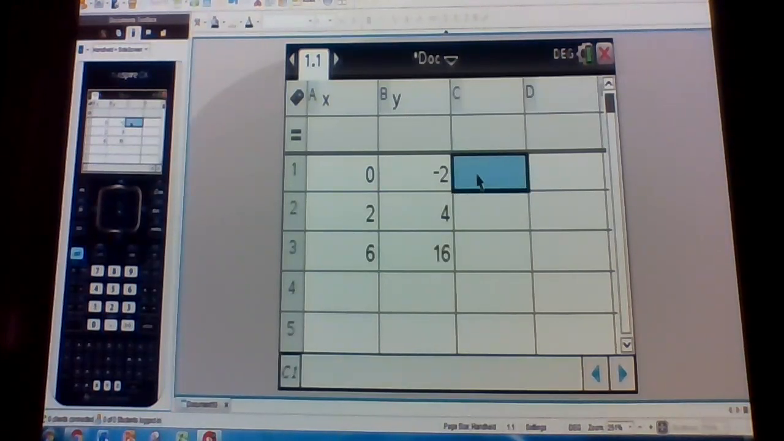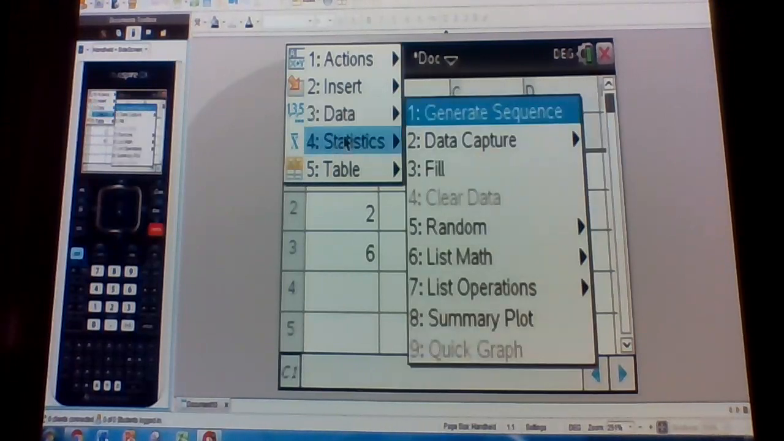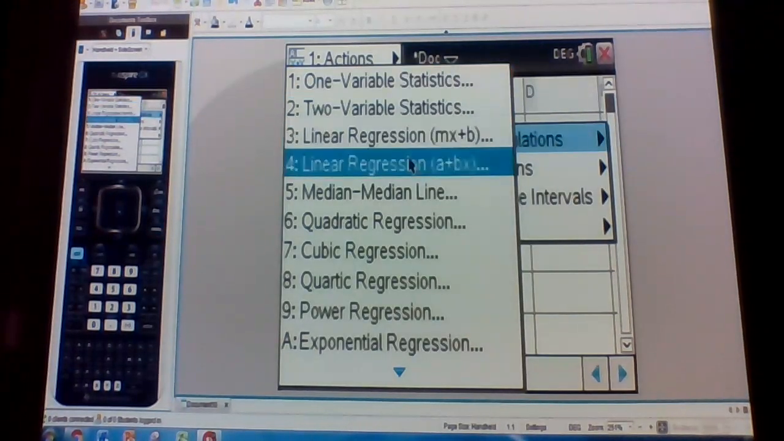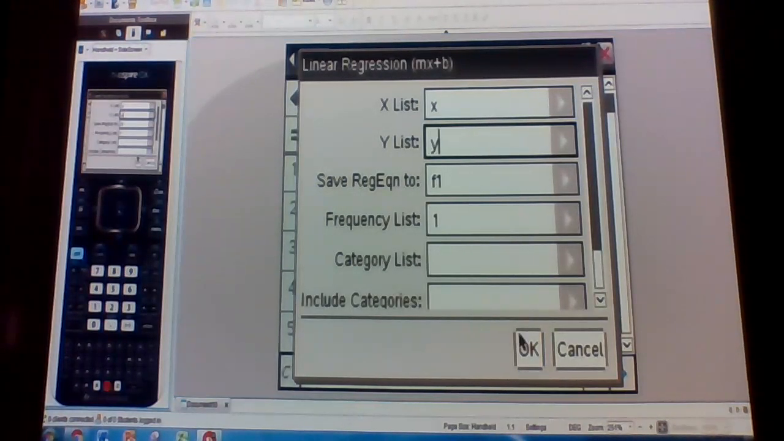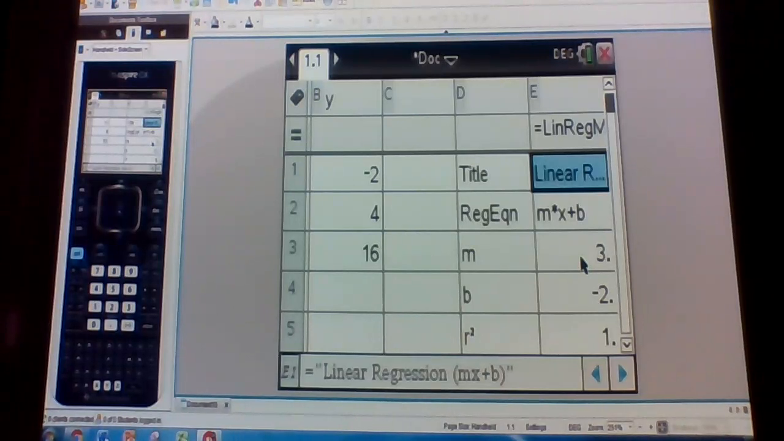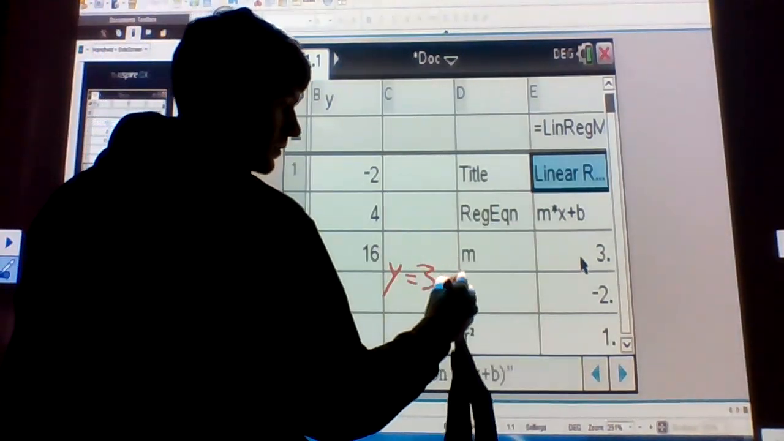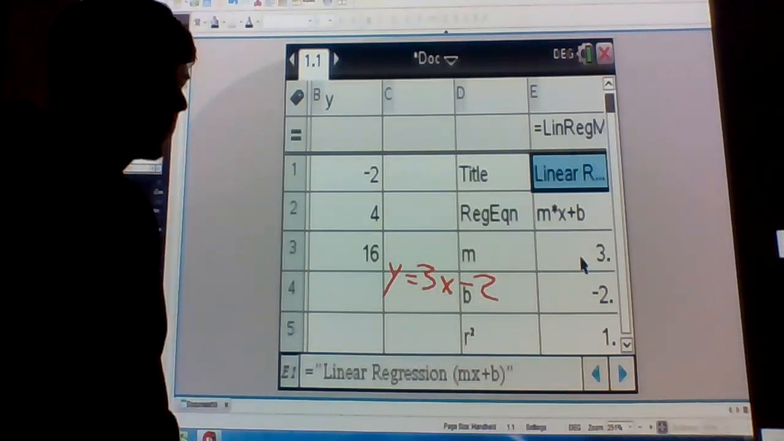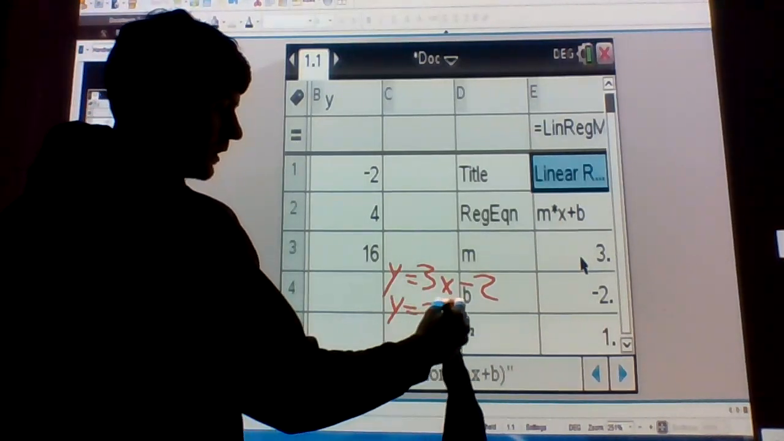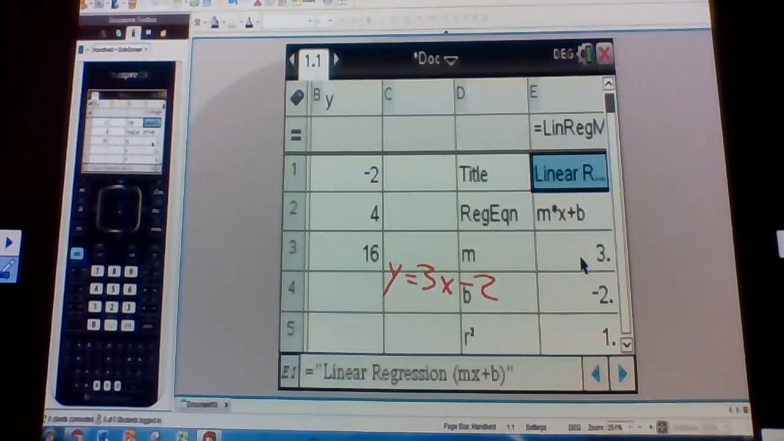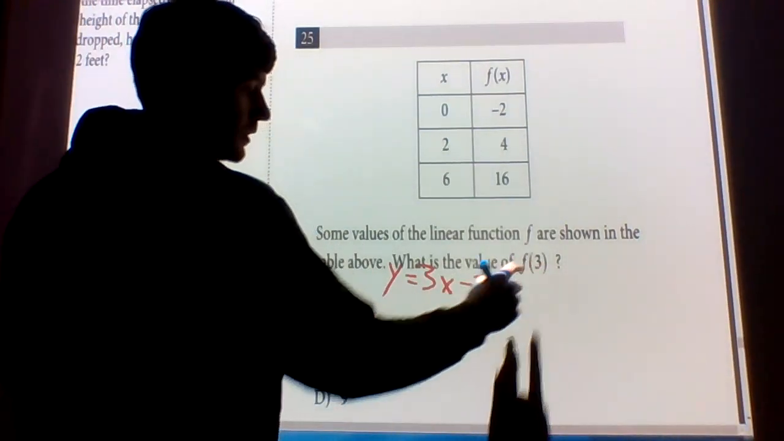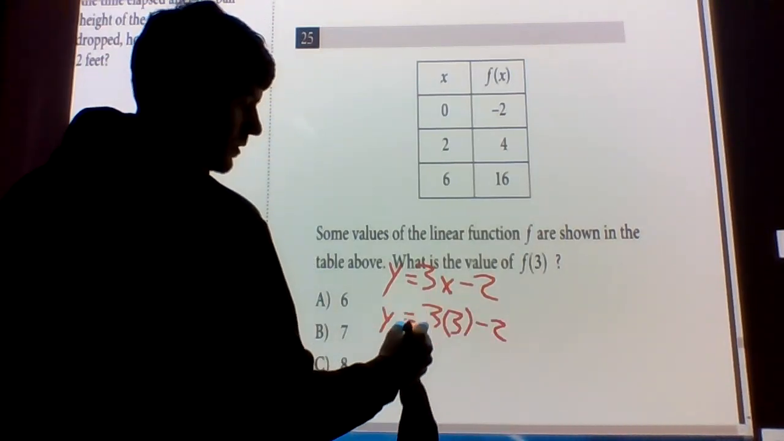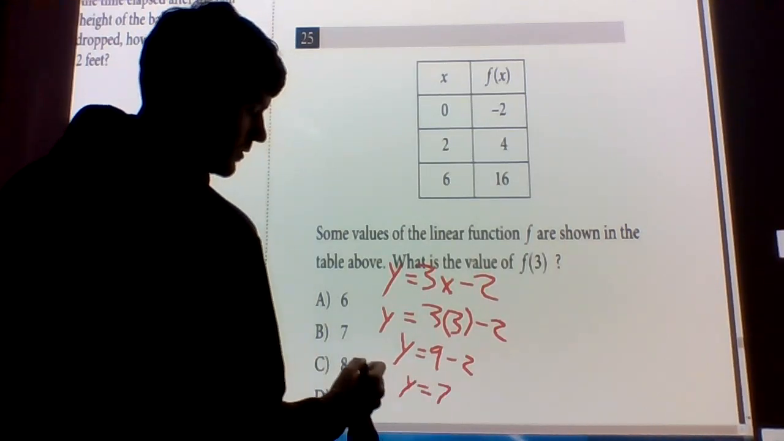You hit menu, we want statistics, stat calculations. It said it was linear, so we want mx plus b. First column was x, our second column was y. And it tells us our formula, y equals 3x minus 2. We wanted the value when x is 3, f of x. So 3 times 3 minus 2. It's going to be 9 minus 2, which is 7.